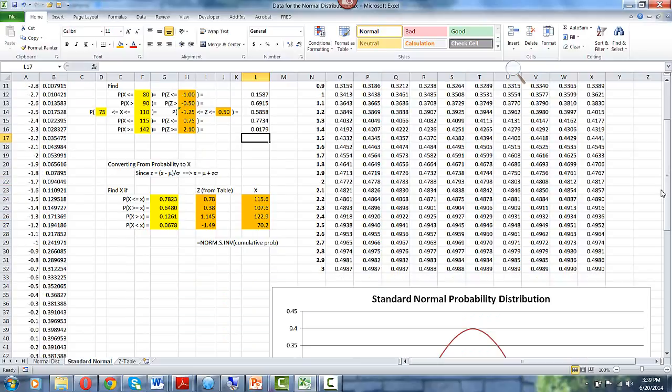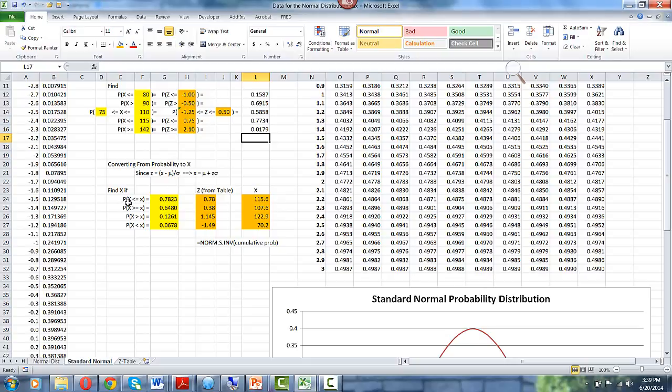Now you can go the other way. You can convert from probability to x. Since we know the z is equal to x minus mu divided by sigma, then we can find x equal to mu plus z times sigma. So we're just rearranging this formula here. So if I know the probability, I can find z, and then if I know the mean and standard deviation, I can then find x.